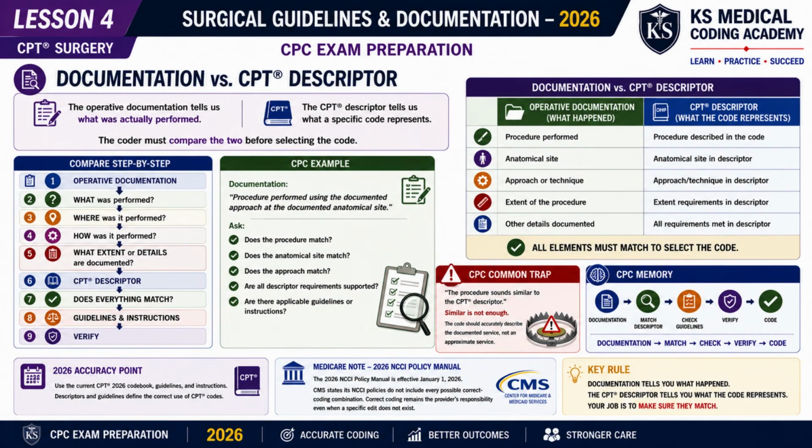Now let's compare documentation with the CAPTAIN descriptor. The operative documentation tells us what actually happened during the procedure. The CPT descriptor tells us what a specific code represents. Our job as coders is to compare the two before selecting the code.